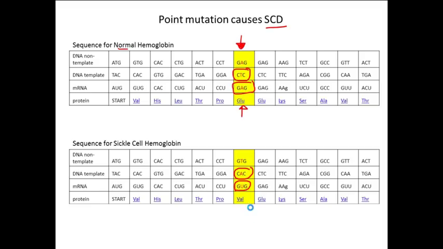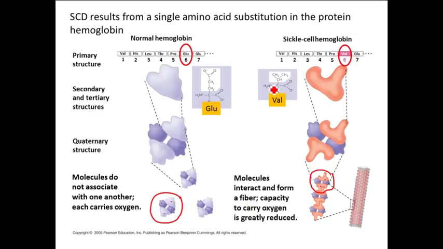It codes for valine. Okay? If you take a look at valine, valine has an R group that is what? That's right, very hydrophobic, right? It only has carbon-carbon and carbon-hydrogen bonds that are nonpolar. Okay, and so how does it act when it's part of a protein?